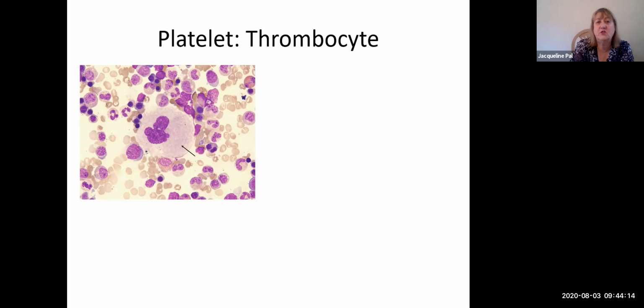So let's move on then to platelets, which are sometimes called thrombocytes. Now, thrombocyte is not a word you're going to need to know. Basically, thrombus is a clot in a blood vessel. And so platelets are responsible for starting the clotting process in the blood, which you'll learn about when you learn the physiological processes related to platelets and plasma. So looking at this picture, is this a blood smear or is this red marrow?